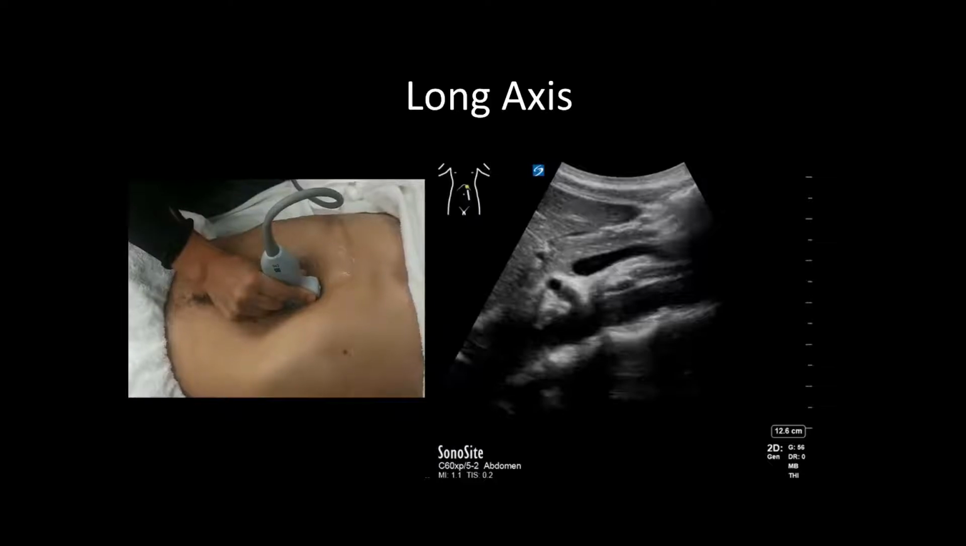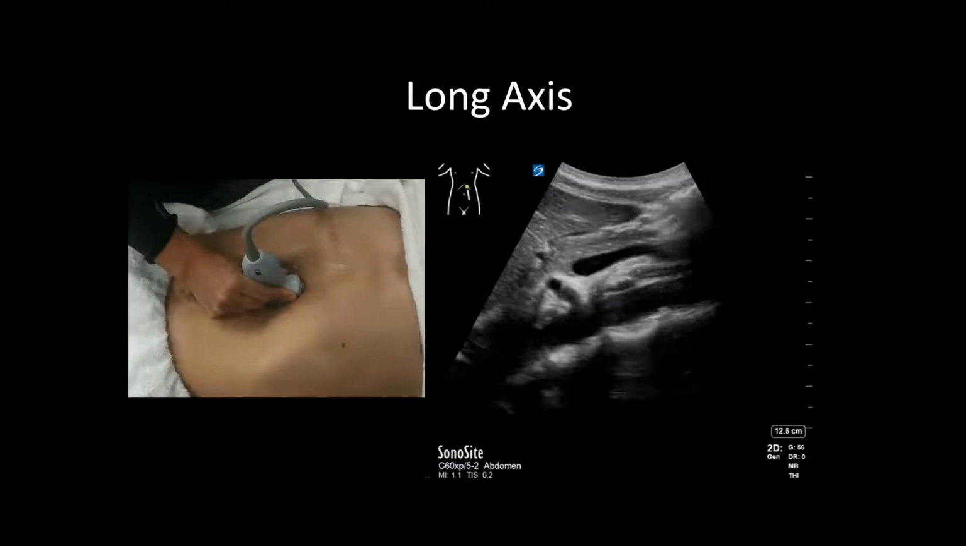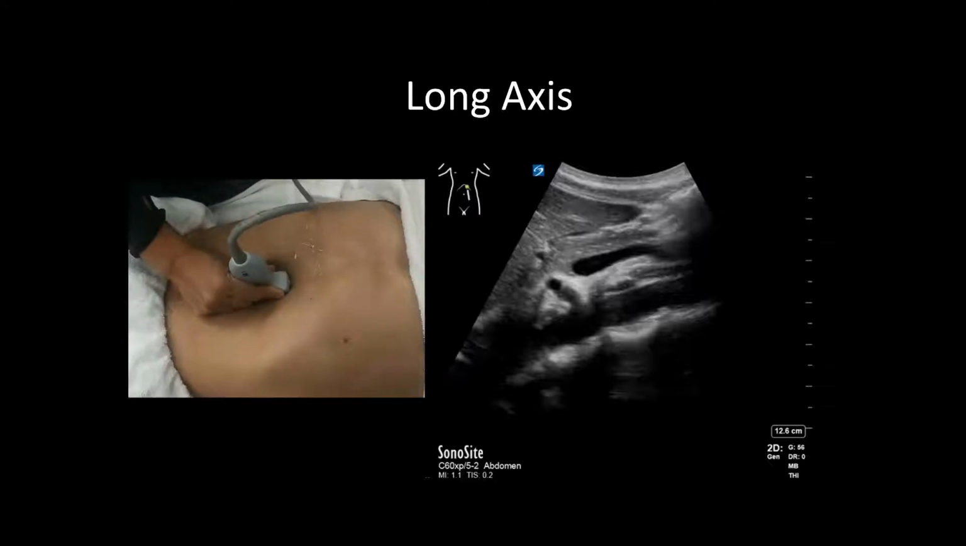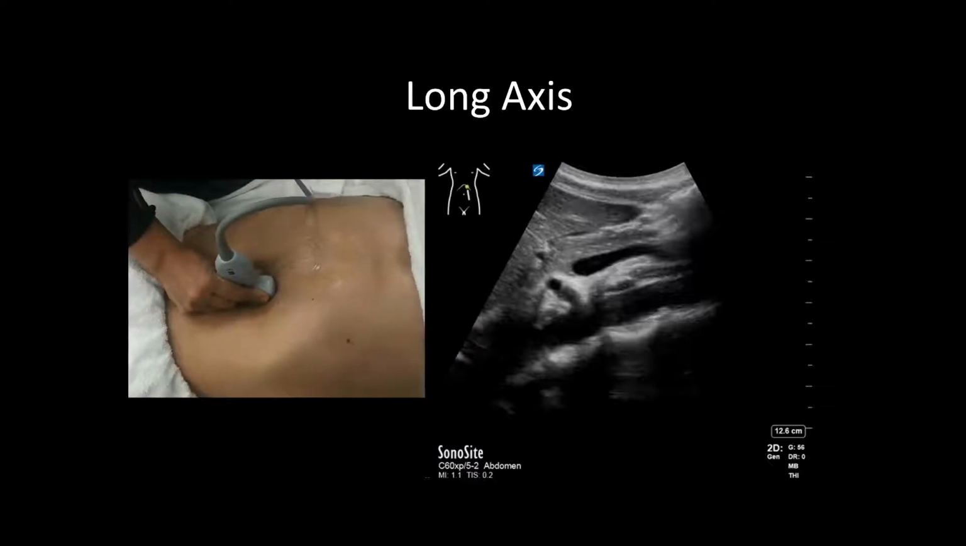Next, we'll rotate our probe 90 degrees with the leading edge towards the patient's head. This will help us visualize the aorta in the long axis. Once we obtain a view of the aorta with the celiac trunk and SMA, we will slide the probe down to the umbilicus, interrogating the long axis aorta in its entirety.